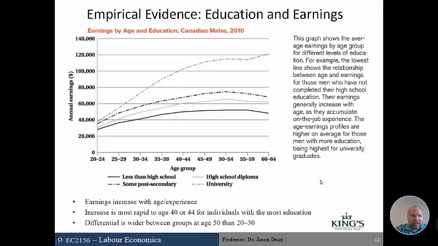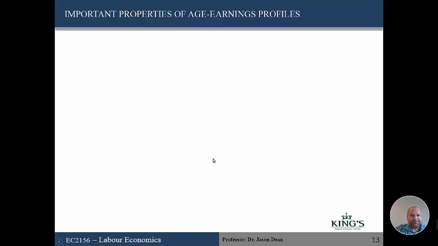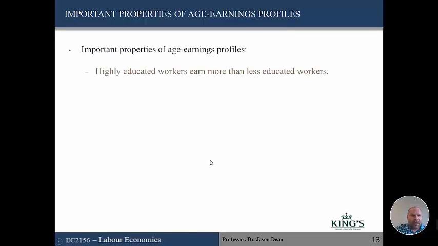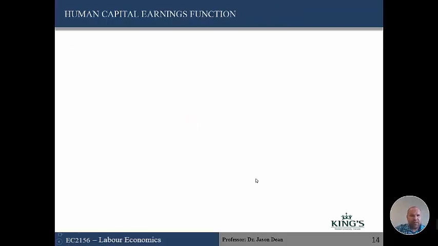Okay, so this is just a recap on the aspects or characteristics of age earnings profiles that we saw before. And these are some for the US. You see a similar sort of pattern. So again, the important properties are highly educated workers earn more than low educated workers. Earnings rise over time at a decreasing rate. We tend to see this fanning outward of the profiles, and earnings increase faster for more educated workers.